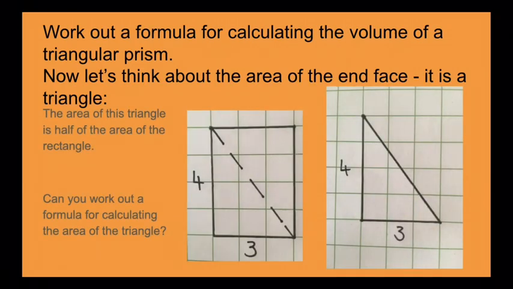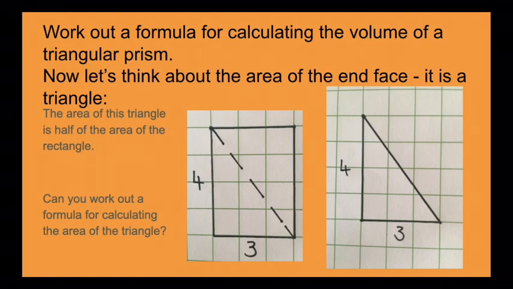The area of the triangle is actually half of the area of the rectangle. So in the right-hand picture, you can see the triangle, and then on the left-hand picture, there's the triangle, but it shows you that it's half of the area of the rectangle. So can you work out a formula for calculating the area of the triangle based on the width and the height? Pause now and have a think.